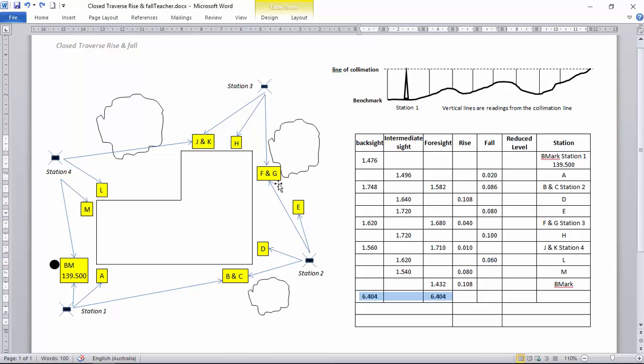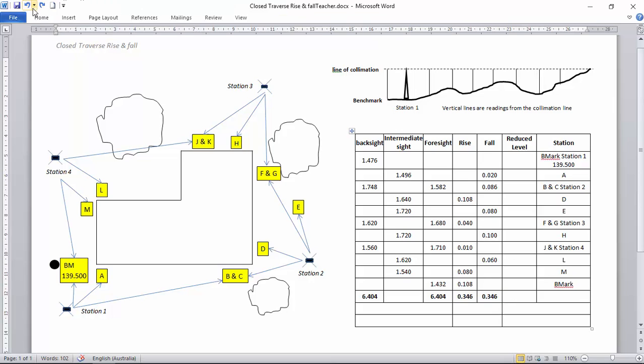Then what we do, we total up our back sites, the 4 figures there. Then we total our foresights, which we have 4 figures there. This is off to a good start. They're both the same, and that's what should be happening. We then total our rise column, gives us 0.346. Then we total our fall column, which gives us 0.346 as well. So we're on track so far.